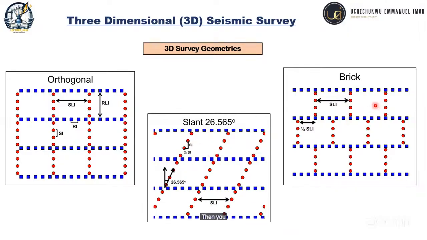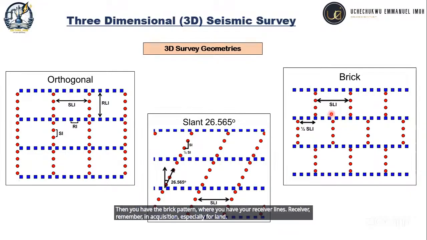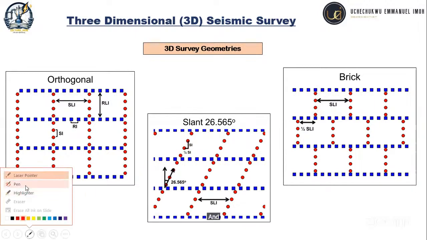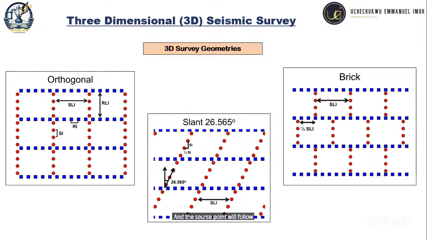Then you have the brick pattern where you have your receiver lines. Remember in acquisition, especially for land, your receiver lines are stationary. You plug your geophones and you leave them. What is changing is the source point, and the source point will follow this arrangement. For the brick geometry, it will follow this pattern.